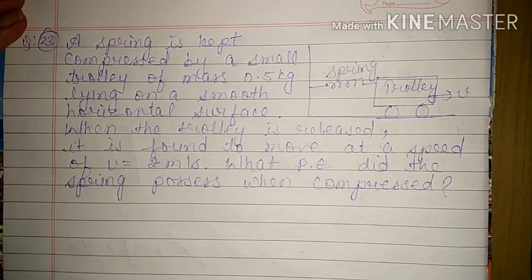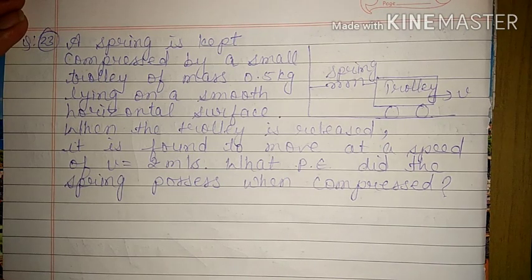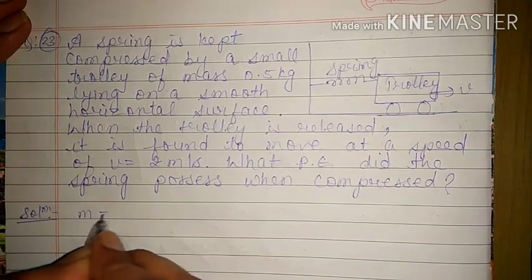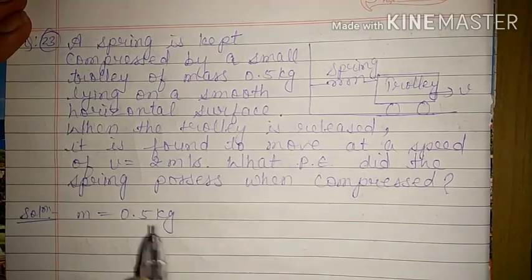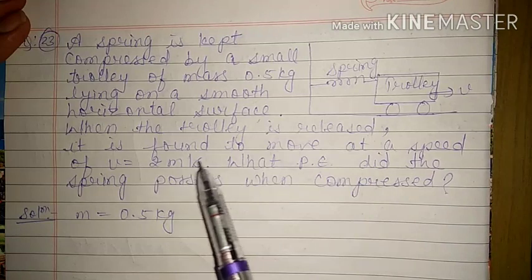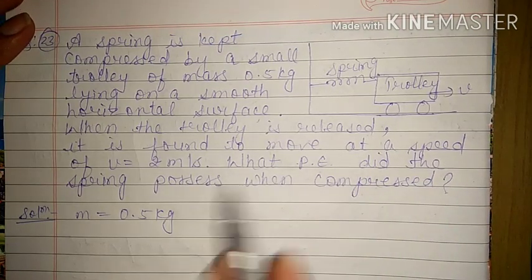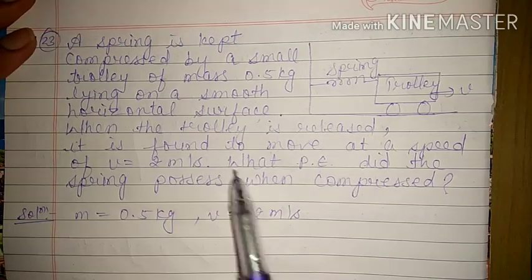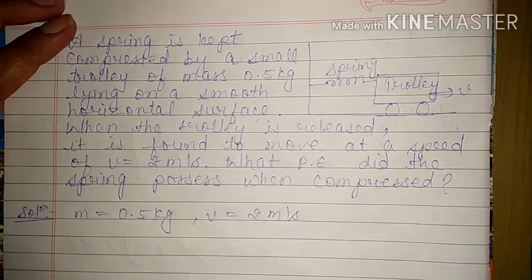This is our next question, that is question number 23. A spring is kept compressed by a small trolley of mass 0.5 kilogram, lying on a smooth horizontal surface. When the trolley is released, it is found to move at a speed of 2 meters per second. What potential energy did the spring possess when compressed?